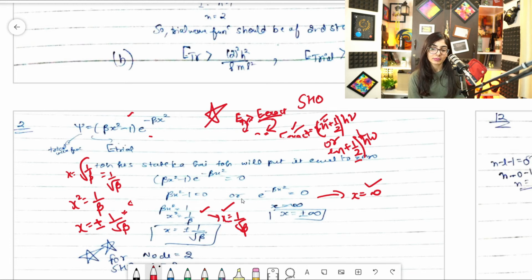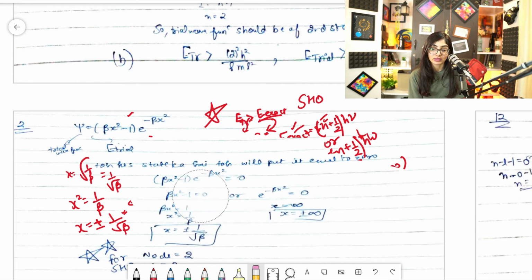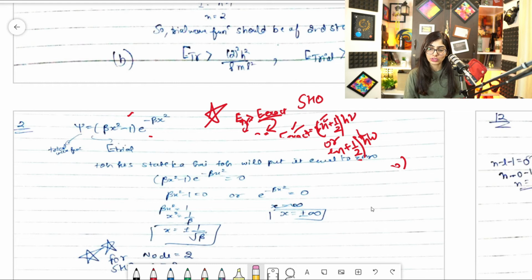Then what can you do, that it is plus minus 1 by root beta, and it is plus minus infinity, so you are counting two values over here and two values over here, so in total you are getting four nodes. No, I told you nodes do not exist on boundaries, right? And for SHO the boundaries are minus infinity to plus infinity. So obviously no node can be present there. Only nodes will be these two values, that is 1 by root beta, and the other value is minus 1 by root beta. So that means there are only two nodes. Fine. So the number of nodes here is 2. So pay attention to it. I hope you got the thing here. Clear?